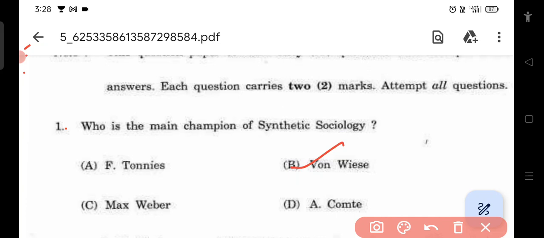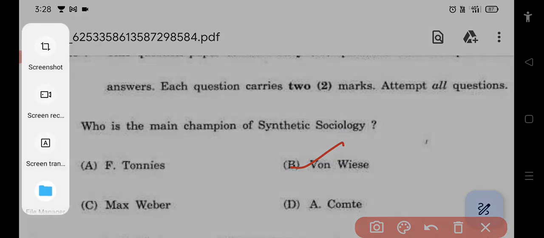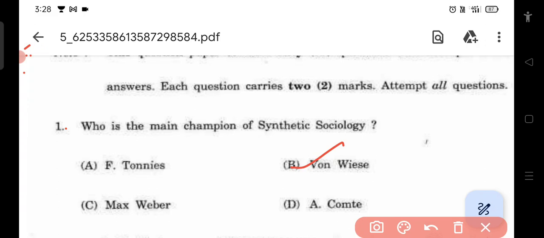As you know, there are two types of sociology. One is formalistic sociology and second is synthetic sociology. Synthetic sociology: Emile Durkheim, Von Wiese, and Hobhouse were the champions, and on the other side, formalistic sociology was propounded by George Simmel, Max Weber, and Tonnies. Synthetic sociology means the group who considered that the subject is made of a combination of many subject sciences.